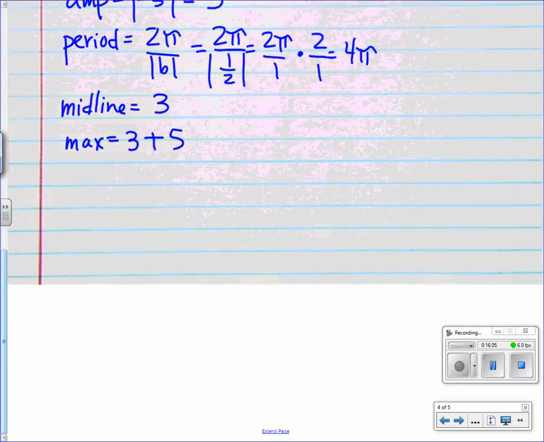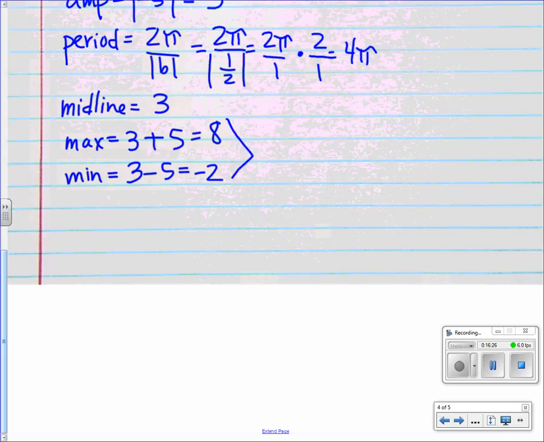And let me go down a little bit. What's the minimum? It is 3 minus 5, so it'll be negative 2. So 8 is the maximum point that it reaches, and the lowest point is negative 2. And that will tell us how to label which axis? The y-axis, okay? So now what you need to do is go from negative 2 to 8 on the y-axis.